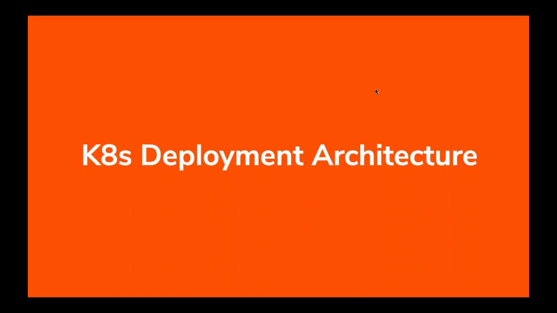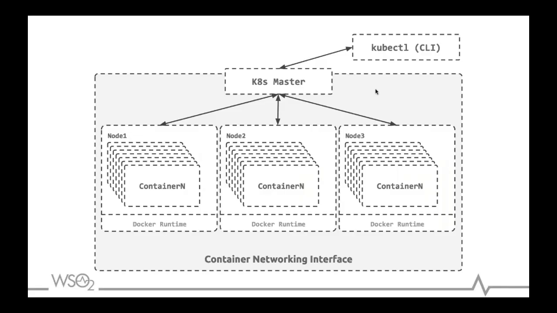So let's look at the Kubernetes deployment architecture. This is a sample deployment architecture where you have the kubectl client on top, which interacts with the Kubernetes API server. The Kubernetes API server resides in the Kubernetes master, and this is a Kubernetes cluster with three nodes. So we have three nodes, and each node has a local runtime.